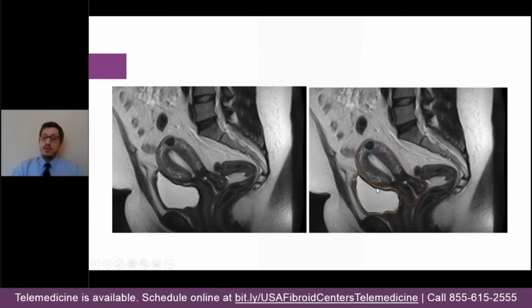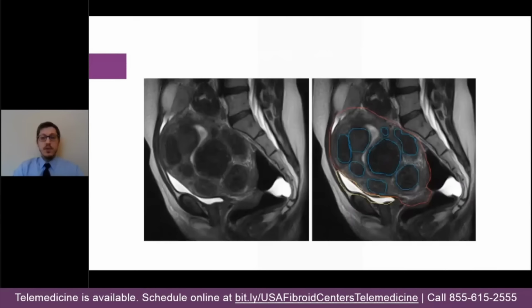In front of the uterus, to the left of it, outlined in yellow, is the bladder. And as you can see, there's a very close relationship between the uterus and the surrounding organs, such as the bladder. So as these fibroids grow, they can compress these other organs and cause a lot of symptoms.